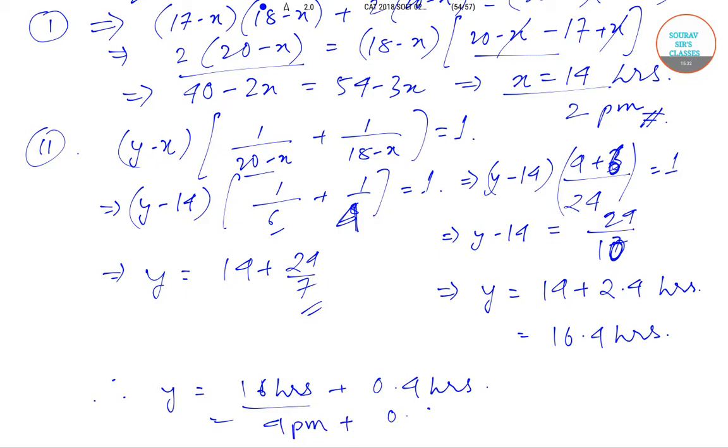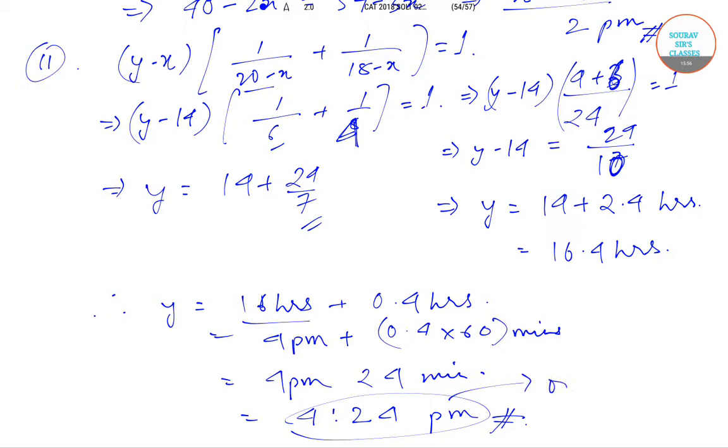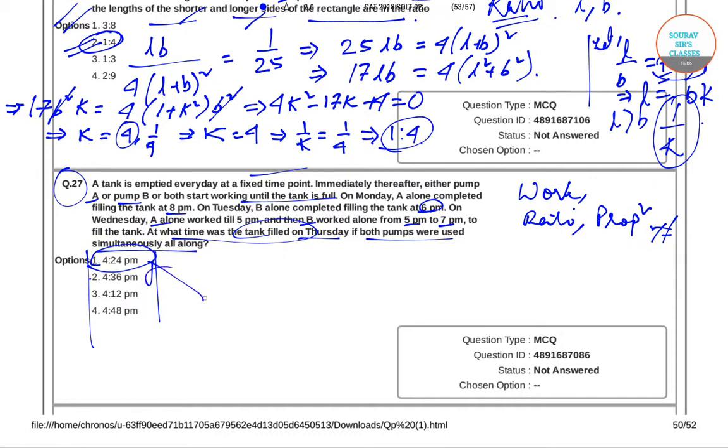And 0.4 hours basically means 0.4 into 60 minutes. So this would have been 4 p.m. and 24 minutes past that. So this should be 4:24 p.m., which is given by option 1, the correct answer to the given question. As you can see over here, 4:24 p.m. is option 1. So option 1 over here is the correct answer.